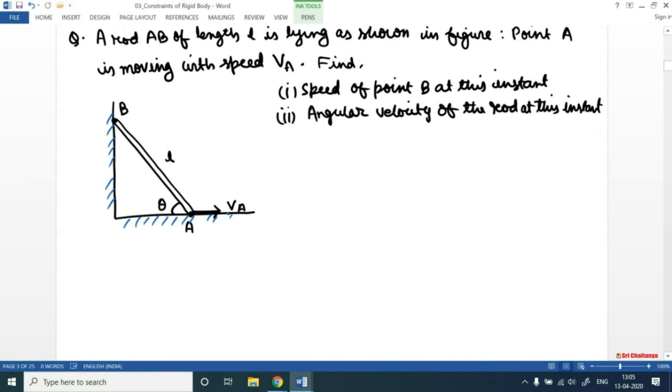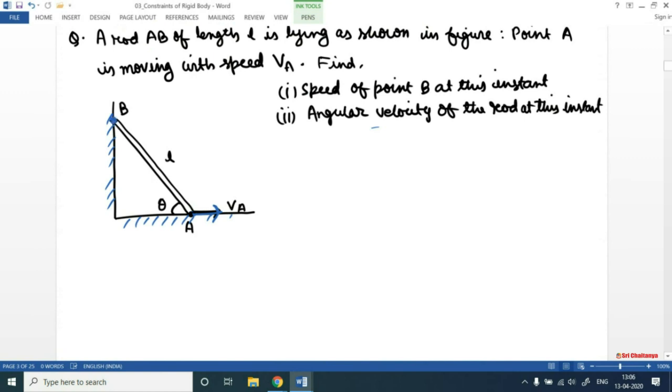Okay, a rod AB of length L is lying as shown in the figure. Point A is moving with velocity VA. What we are required to find is, first of all, the speed of B at this instant, and another thing, the angular velocity of the rod at this instant. The velocity of one point we know, and the velocity of another point we want to find out, and that we are going to do using the velocity constraint.